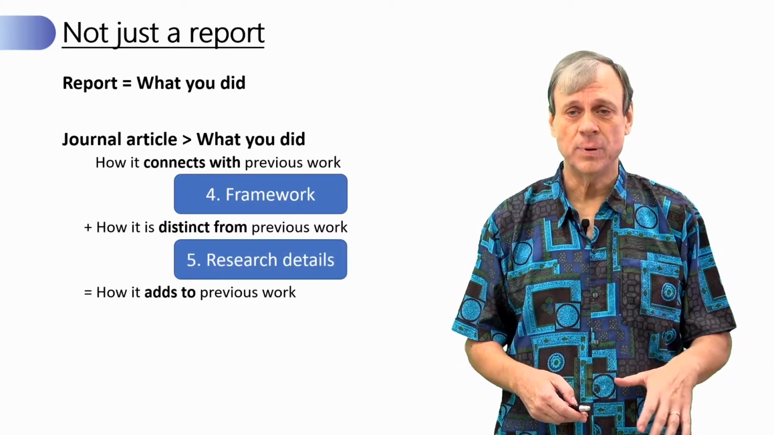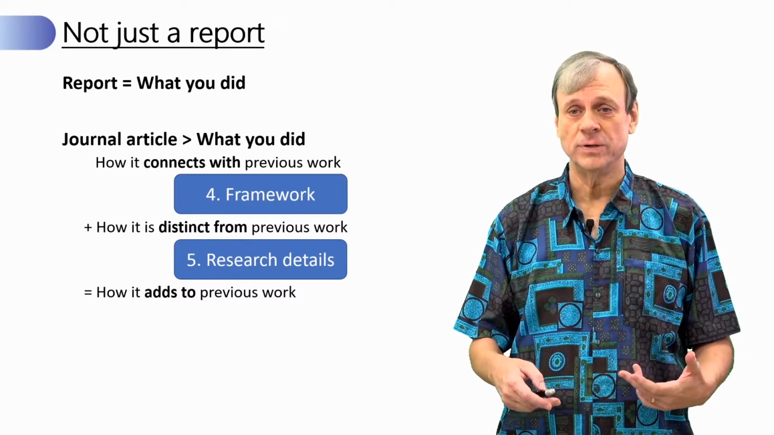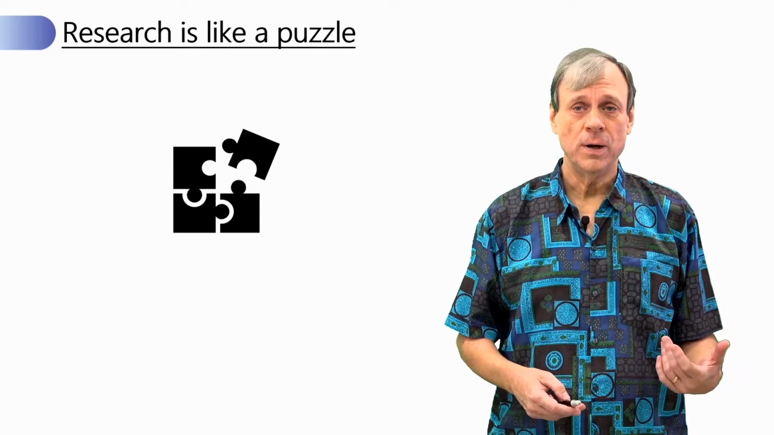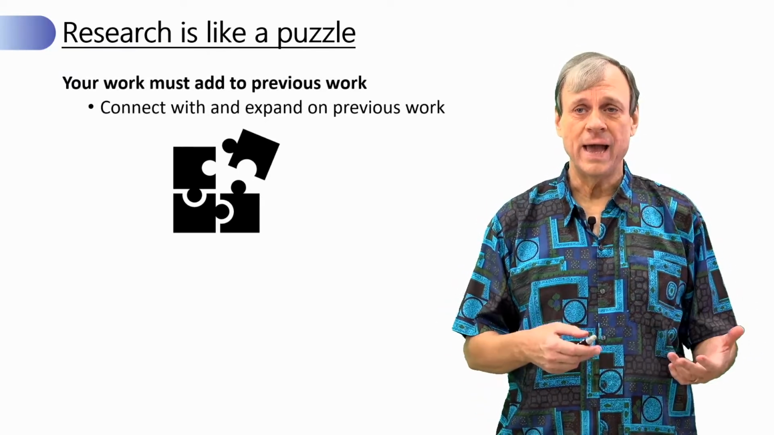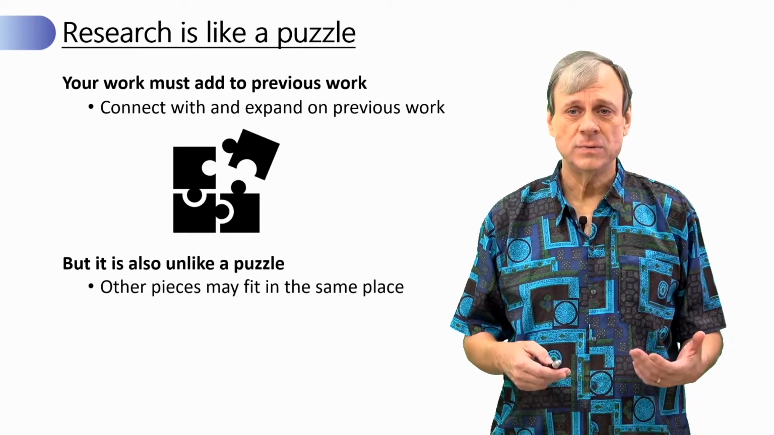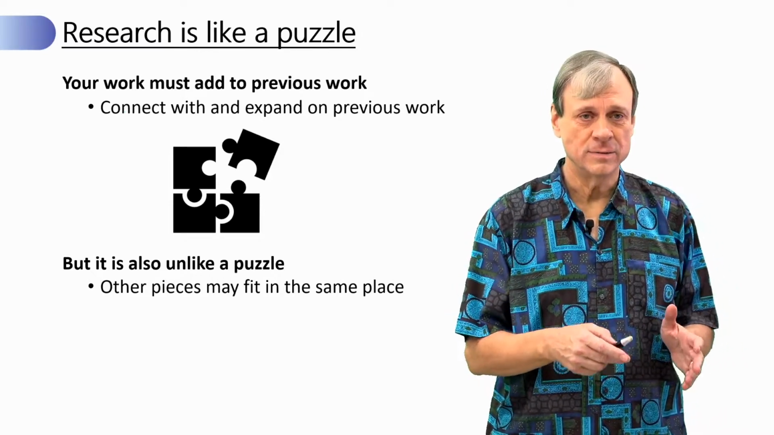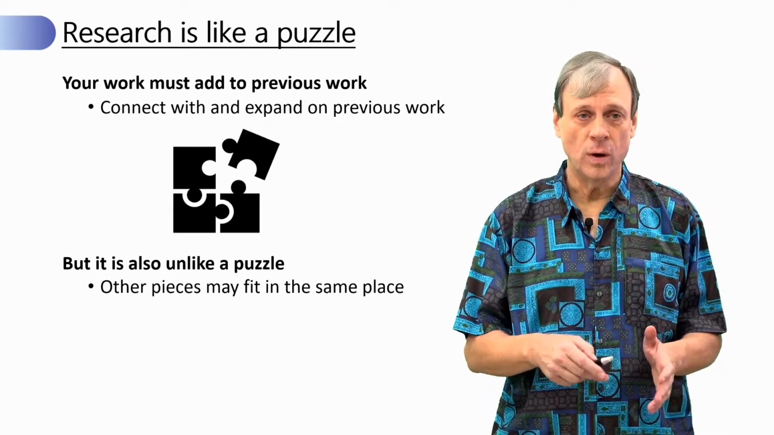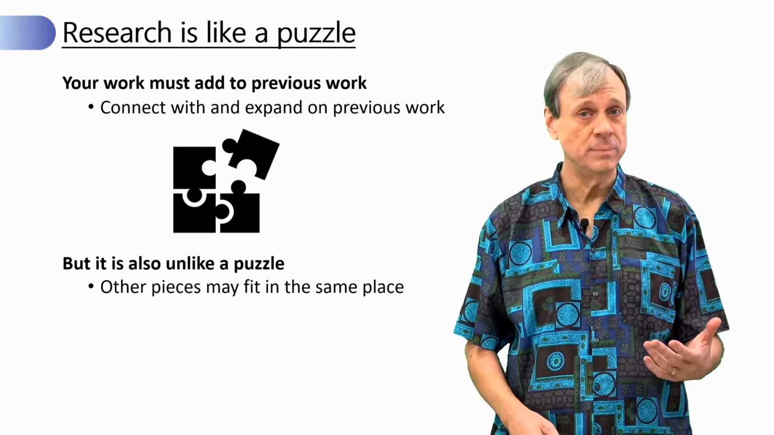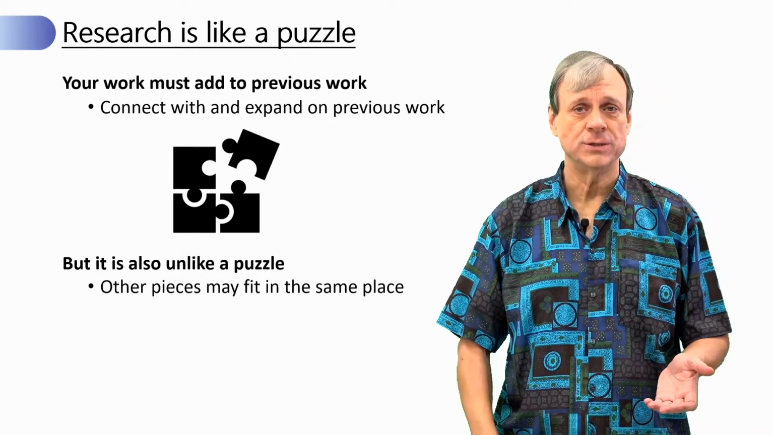And then in the second part, we'll talk about the research details, how you show that your work is distinct from other previous work. So research can be thought of as like a puzzle. With a puzzle, your work has to add to previous work. It has to expand on it, it has to build on it, but it's also different from a puzzle because with a puzzle, there are only a certain number of pieces, and there's a certain place where they have to go. And there's only one piece that will fit in every particular place. But in research, many people are working on the same puzzle. And if someone else puts that piece in place before you do, you won't be able to publish.